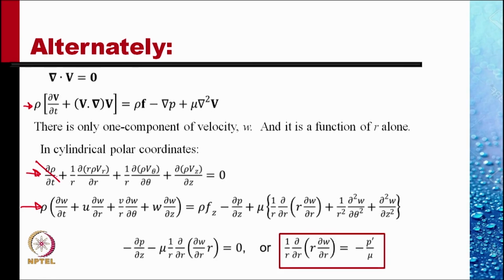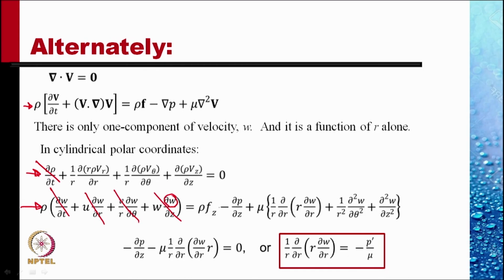Now, here this term is 0 because the flow is steady. This term is 0 because there is no u component, that is the component in the r direction, Vr. This is 0 because there is no v component, v is V theta, the swirl component. This component is 0 because W velocity, though non-zero, is not varying with Z.